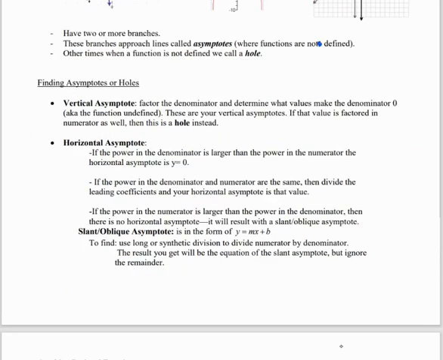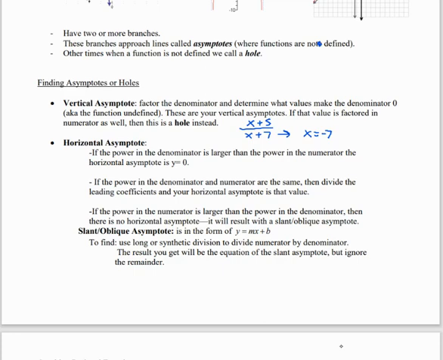To find a vertical asymptote, you're going to factor the denominator, which we have been doing lots of. Factor your denominator and determine what makes that denominator 0. That's what we've been doing for our excluded values in our domain. Those are our vertical asymptotes. If that value is also factored in the numerator, then instead of a vertical asymptote, we have a hole. For example, if I factor something and I get x plus 5 over x plus 7, that vertical asymptote would be at x equals negative 7.